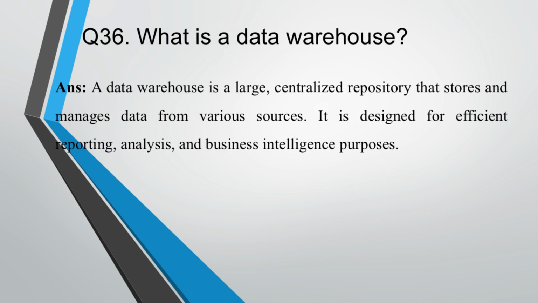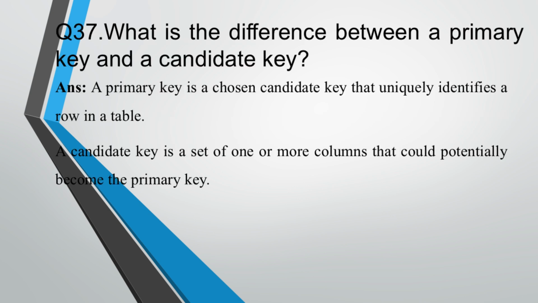What is a data warehouse? A data warehouse is a large, centralized repository that stores and manages data from various sources. It is designed for efficient reporting, analysis, and business intelligence purposes. What is the difference between a primary key and a candidate key? A primary key is a chosen candidate key that uniquely identifies a row in a table. A candidate key is a set of one or more columns that could potentially become the primary key.